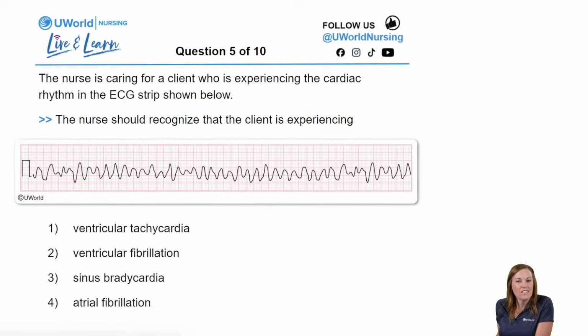Okay. So the nurse is caring for a client who is experiencing the cardiac rhythm in the ECG strip shown below. The nurse should recognize that the client is experiencing option 1, V-Tach, option 2, V-Fib, option 3, bradycardia, option 4, Afib. Let us know what you guys think. What are you seeing?